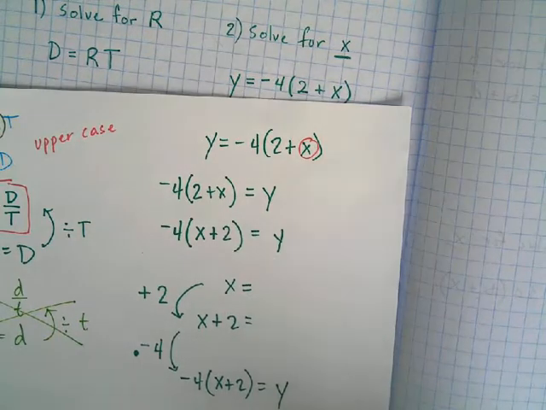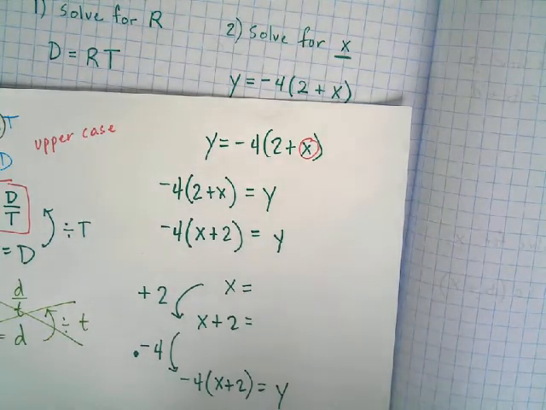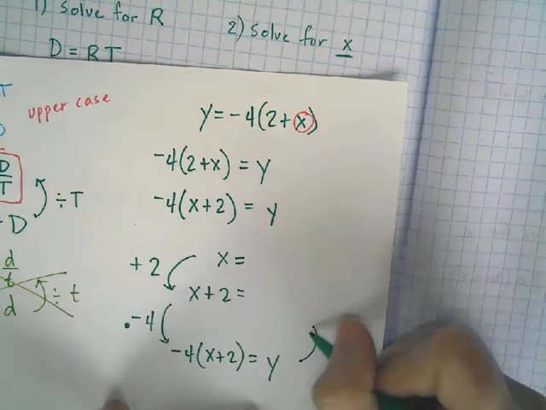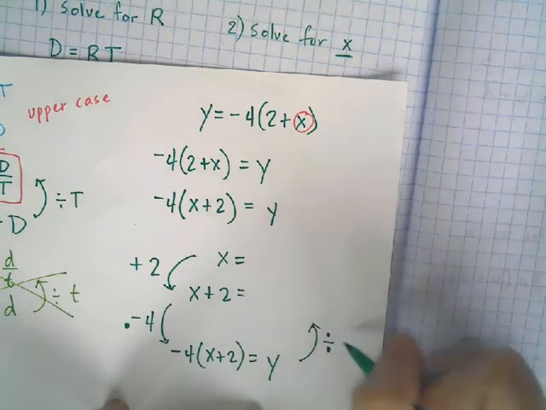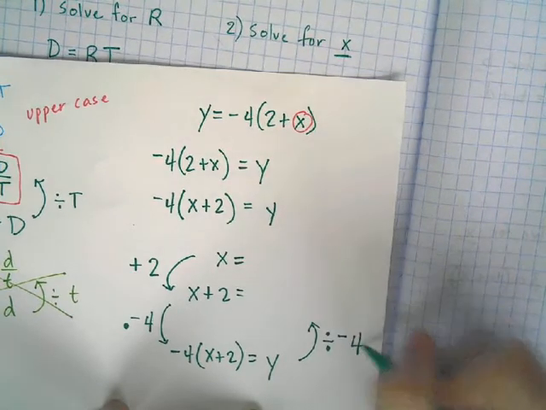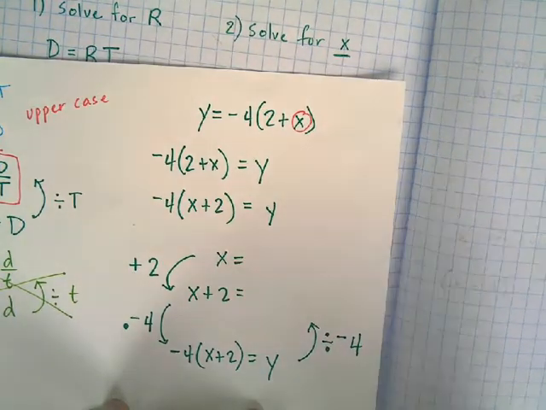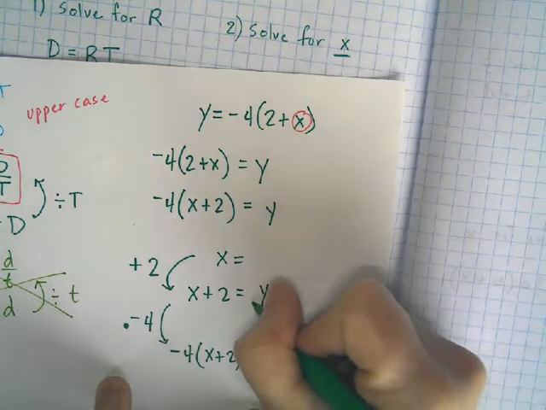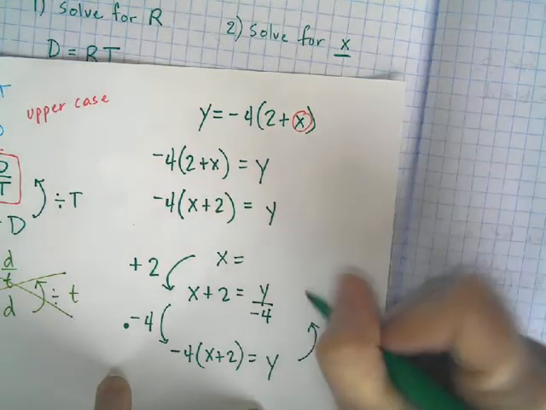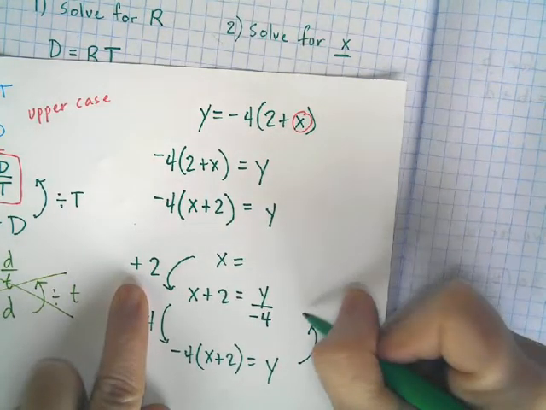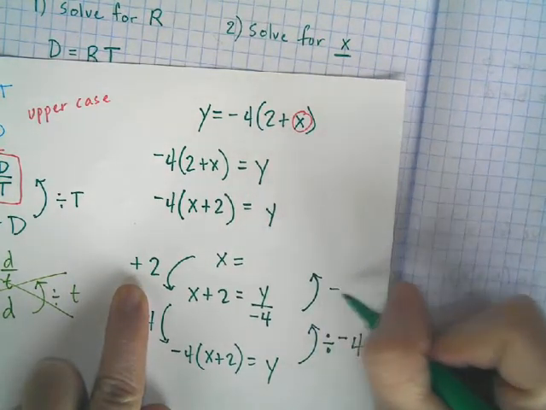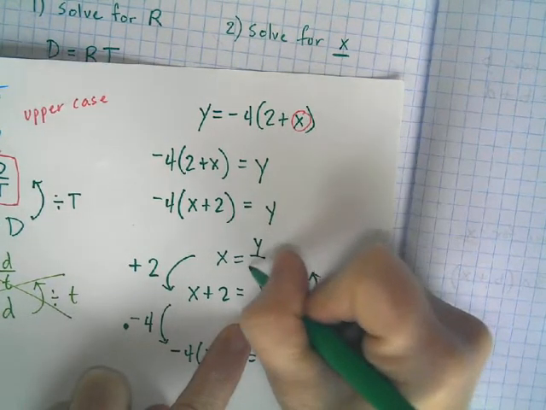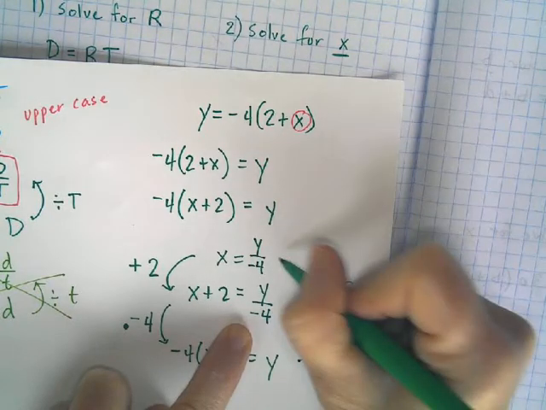So now I need to do the opposite. I need to undo those by doing the opposite. The opposite of multiply is divide by the exact same number. Divide by -4, so y divided by -4. And now I need to do the opposite of plus 2. The opposite of plus 2 is -2. So I'm going to have y divided by -4 minus 2.